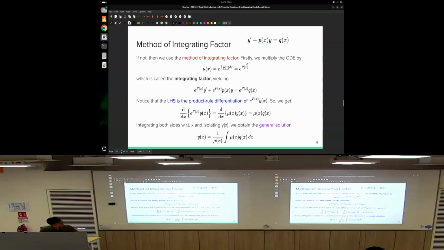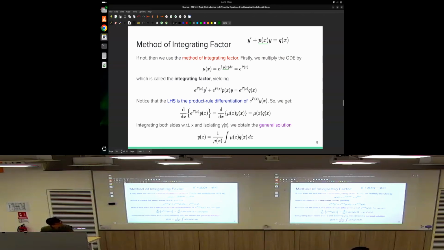Now, you take this e to the big P of x and multiply it to the ODE. If you multiply to the ODE, you're going to get e to the big P of x times y prime, then e to the big P of x times small p of x times y, the second term, equals e to the big P of x times q of x, the term on the right hand side. No big deal, just multiply throughout.